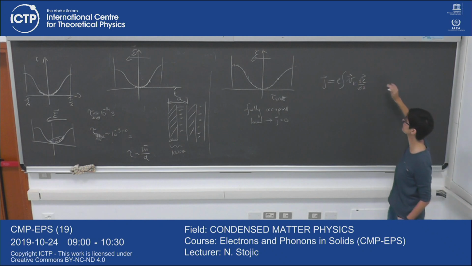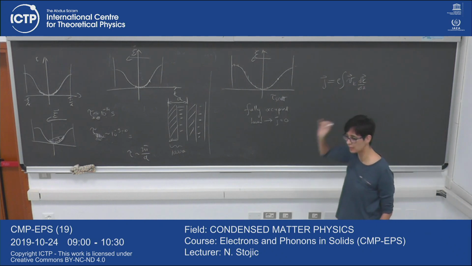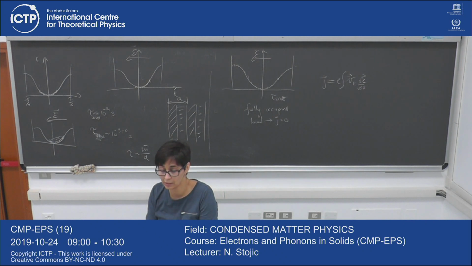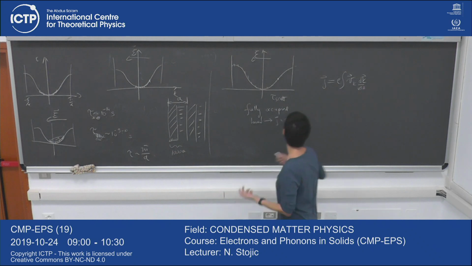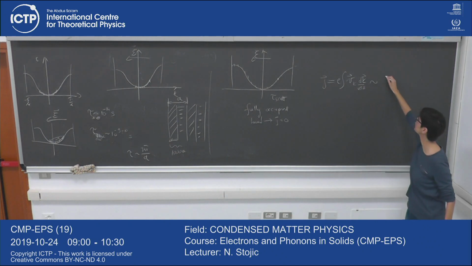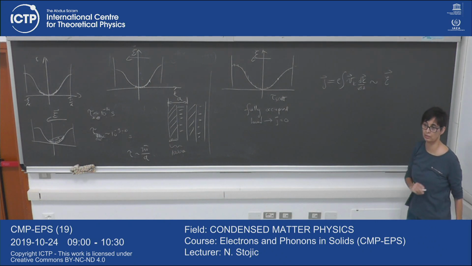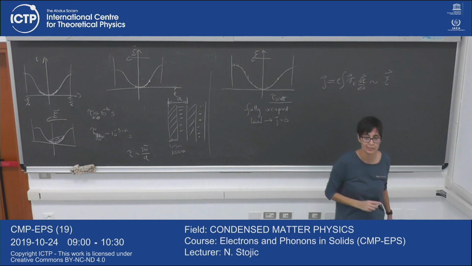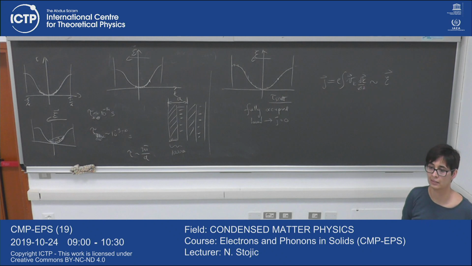Okay. This current will get larger with electric field or smaller? As they keep increasing the field, the current will be increasing. So the current is proportional to the electric field. Okay. What about the scattering time? It's constant because it depends on the material.